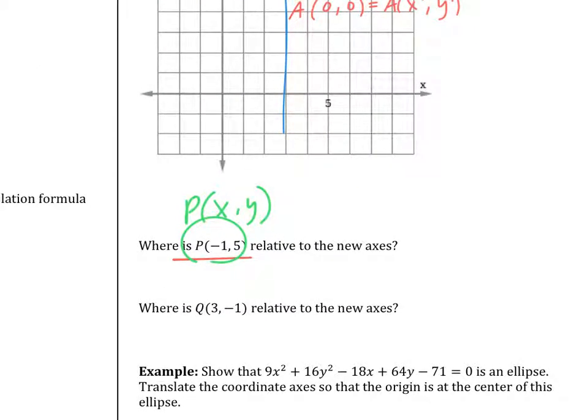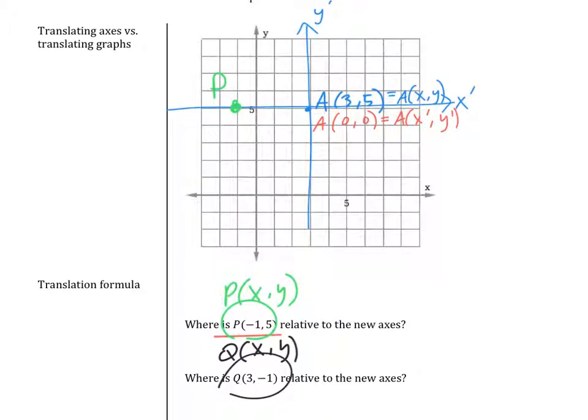Q. Let's say that Q is 3, negative 1, and again, this is in the old coordinate system. 3, negative 1 is this here. Where is Q relative to the new coordinate system? 0, negative 6.